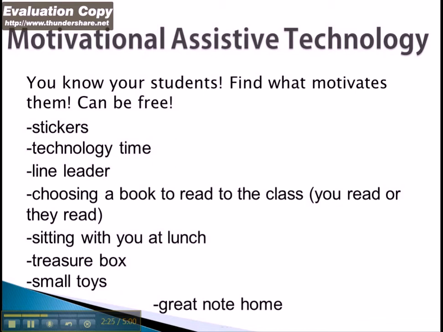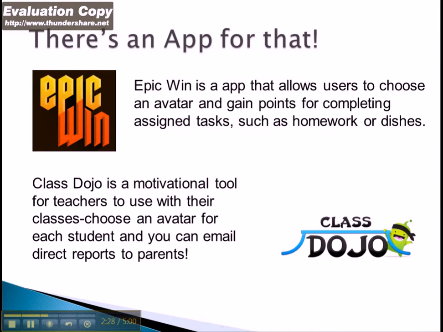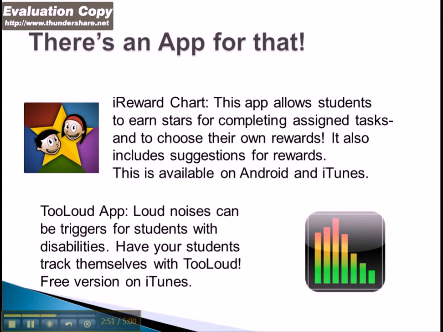There are tons of apps that are available for assistive technology. Some of them include Epic Win, which allows the child to choose an avatar and gain points for completing assignments. Class Dojo is a great motivational tool, even for your whole classroom, that allows them to become monsters, and they get points for doing the right thing. And then you can also send those messages straight to their parents. There's also iReward chart. This is a lot like Epic Win, which I just talked about, but they can also choose their own goals, which is very helpful for some students.